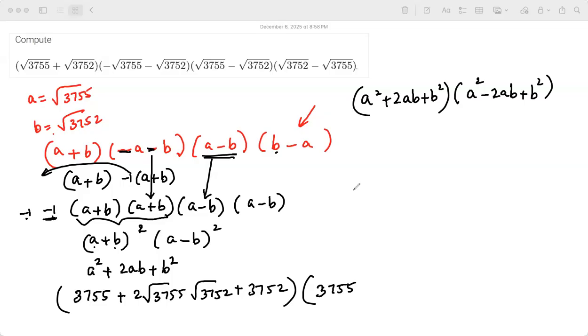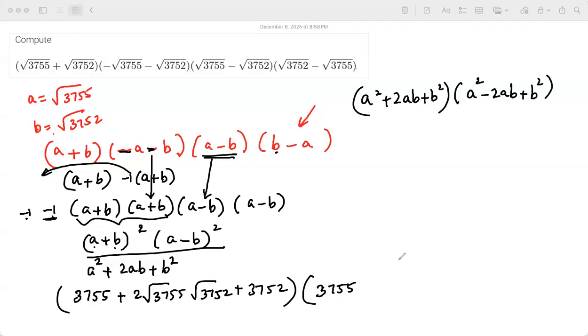I didn't do it like that because what I did is I set a equal to the square root of 3755 and b equal to the square root of 3752, and then I substituted the a and b values. And then I got (a plus b) whole squared times (a minus b) whole squared, which is ((a plus b)(a minus b)) whole squared. Correct, we got this. After that?